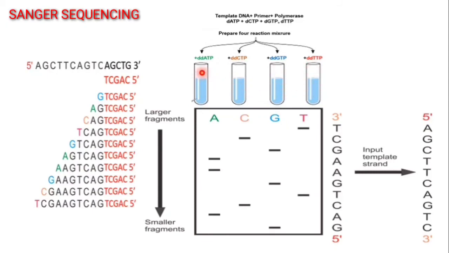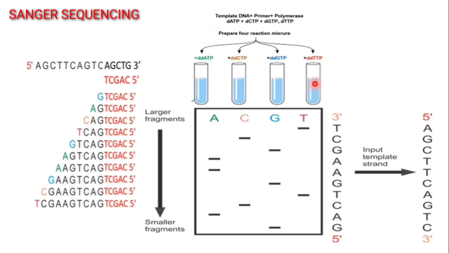In this tube, ddATP will terminate the chain. Here ddCTP will terminate the chain, here ddGTP will terminate the chain, and ddTTP will terminate the chain. After the reaction, we will get DNA of varying lengths in these four tubes because of the chain termination method, due to the ddNTPs. That's why we get varying lengths of DNA.